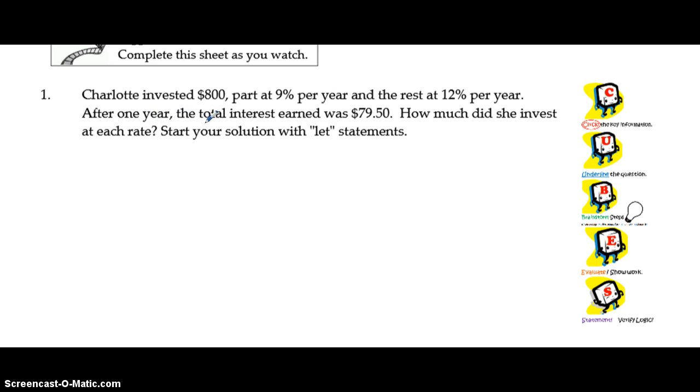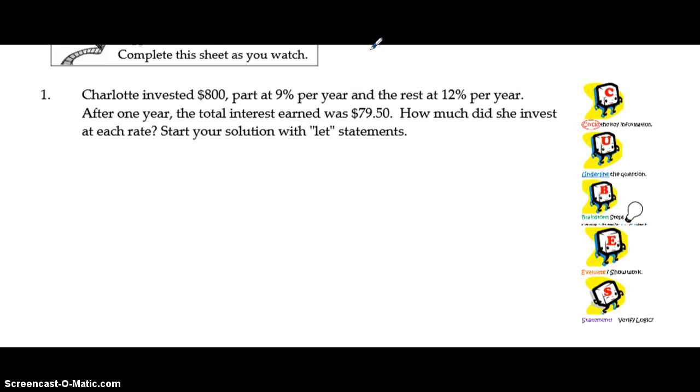After 1 year, the total interest earned was $79.50. So those two combine to make this total amount here. How much did she invest at each rate? Start your solution with your let statements. Well, before we do anything, let's remember our CUBES steps.